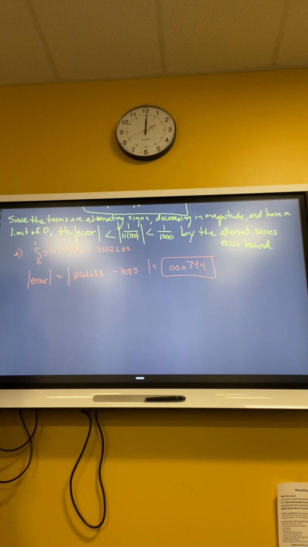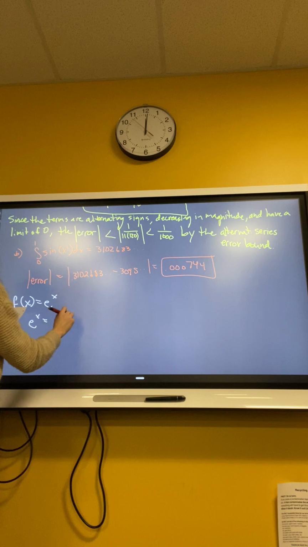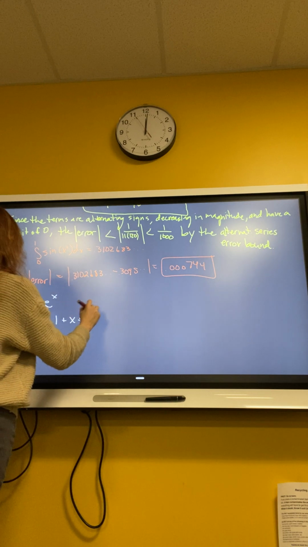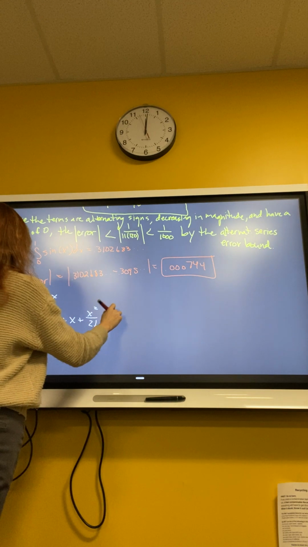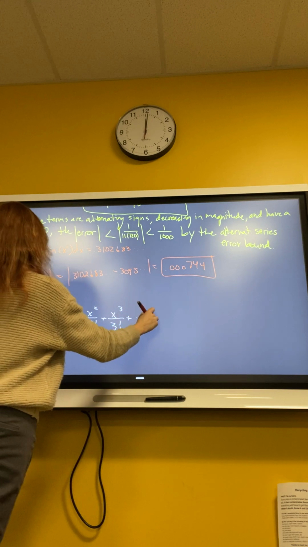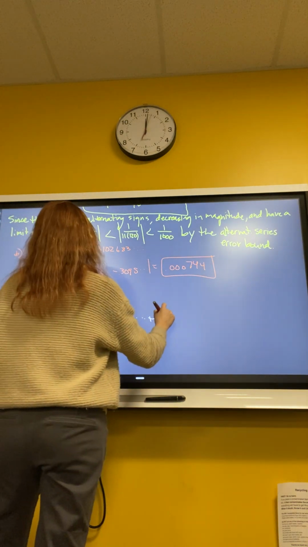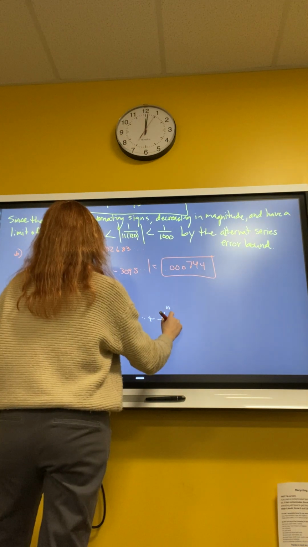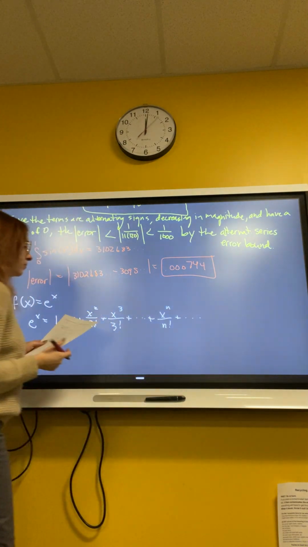All right, write a Maclaurin series for f of x equals e to the x. This is another one of those that I want you to have memorized. We've done this before, on the homework. e to the x is nice. It follows a nice, neat pattern. It's the sum of x to the n over n factorial, and it's positive all the time.